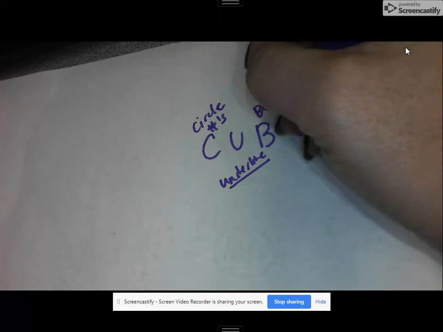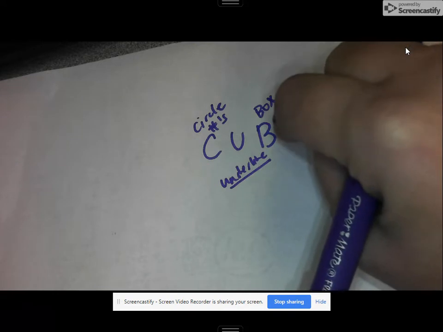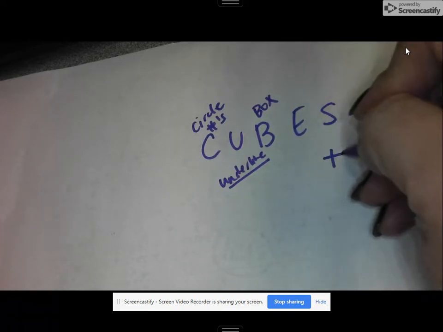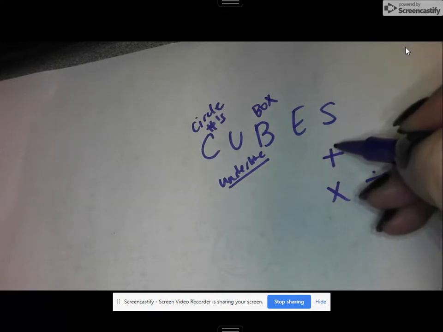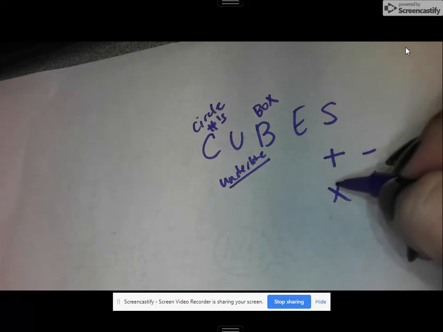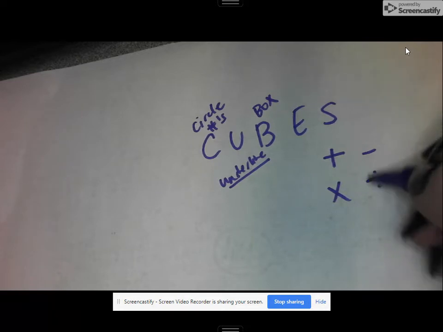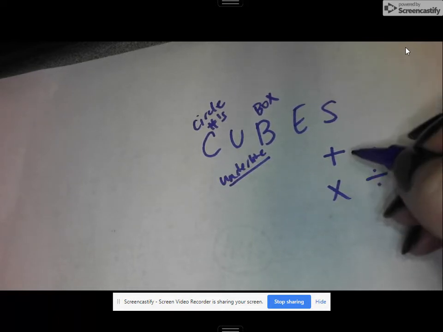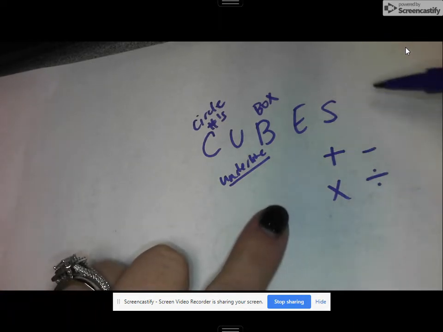B is for box, and that's boxing in all the clue words and keywords that tell us what operation we need to do. So addition, subtraction, multiplication, or division. Do we hear words like total? Do we hear words like how many more? How many are left? Do we hear equal groups or 5 in each? Or I'm going to share? Which clue words they can pull out of a word problem when they're reading it to figure out what operation they need to use.